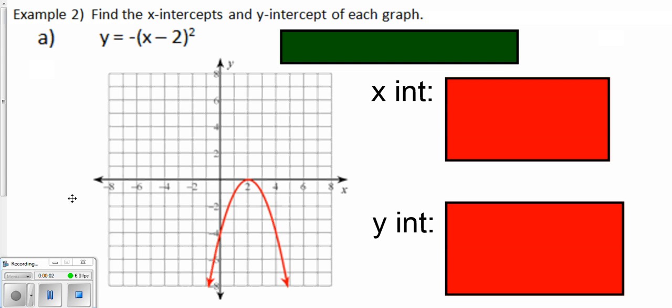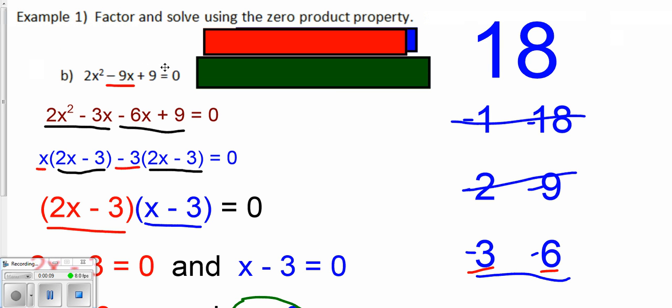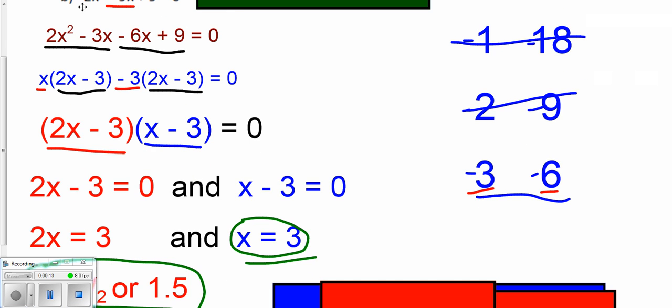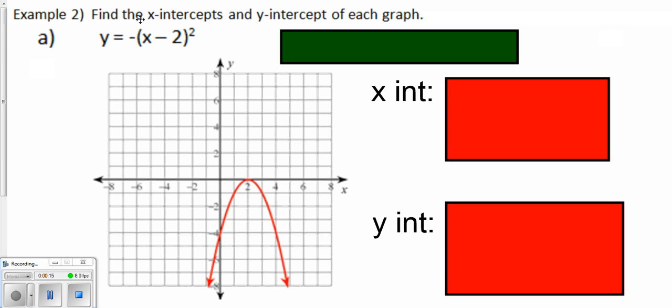Continuing on with our 8.1 lesson, we're looking at example 2 here. In our first couple examples, we took the equation and factored it first and then found some solutions. In these ones, we are already given our equation in a factored form, and we're asked to find the x-intercepts and the y-intercepts of the graph that it makes.